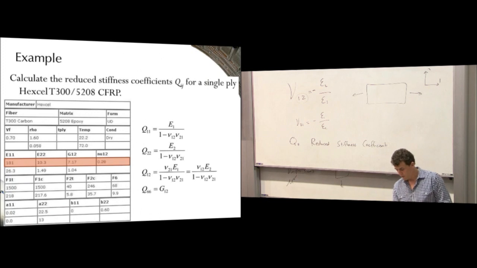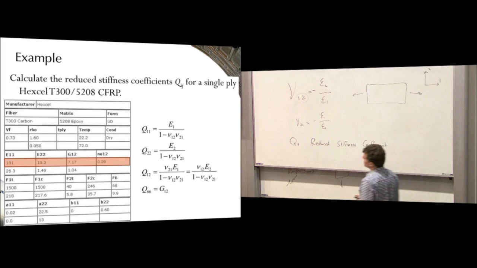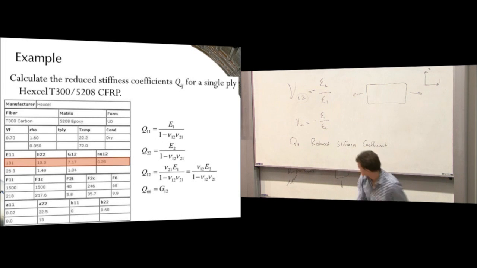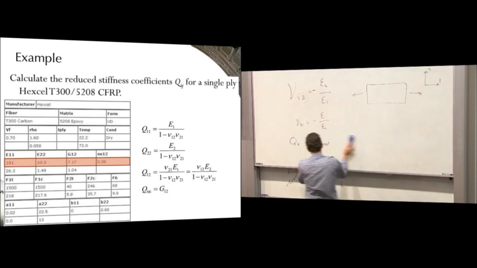And here we have a Hexcel T300 5208 composite. And I'm sorry if you can't read that data from the back, but the data that we're looking at is in the orange box across here. Okay, so this is a data sheet from online.